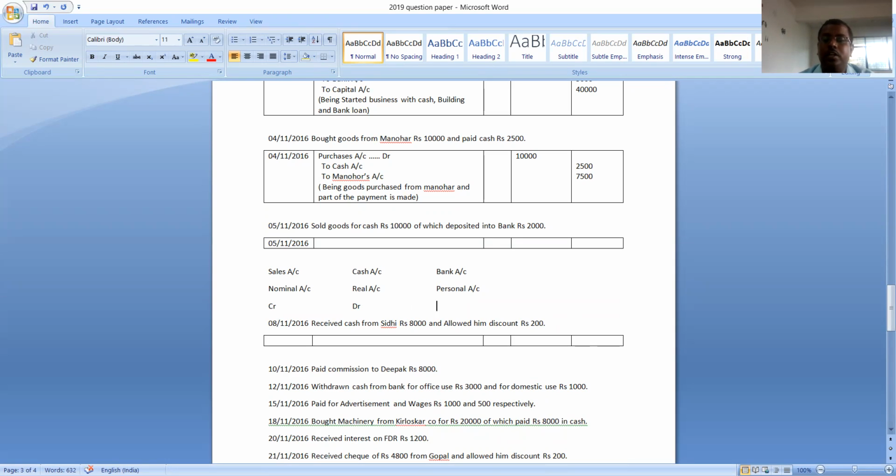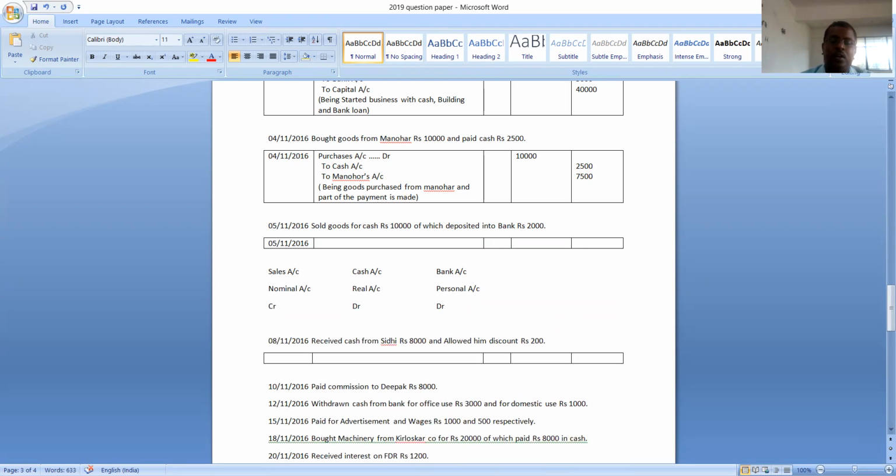Now here, of which deposited into bank. Is the banker the receiver or the giver? He is actually the receiver, and debit is the receiver, so the banker's account should be debited. Now how should we write the amount? We sold goods worth rupees 10,000, of which 2,000 rupees deposited into bank. It means 8,000 rupees is maintained in the form of cash and the remaining 2,000 is deposited into bank.